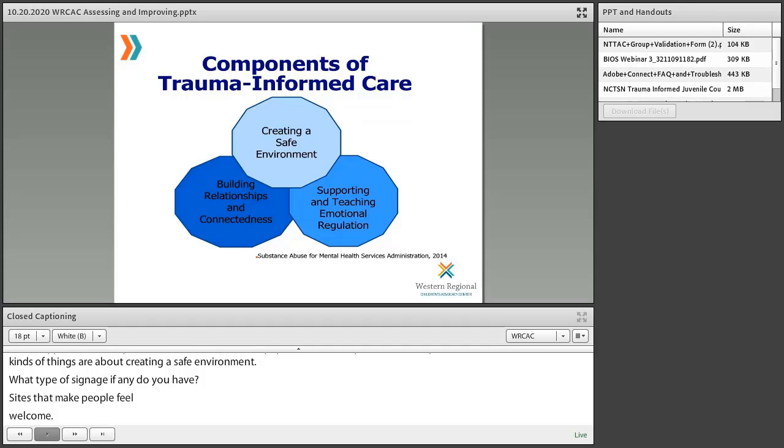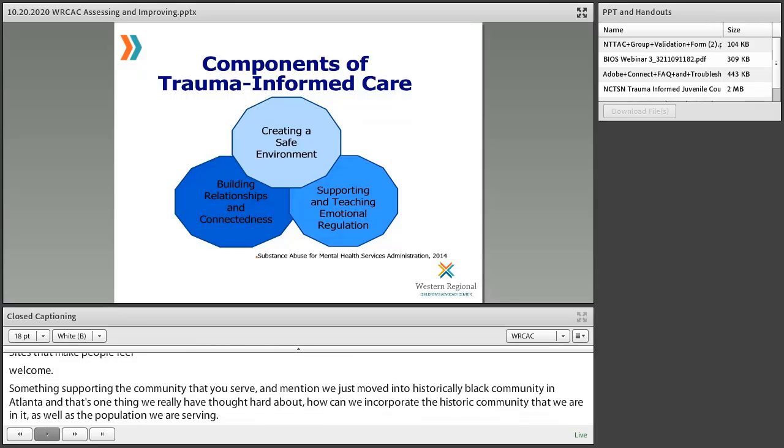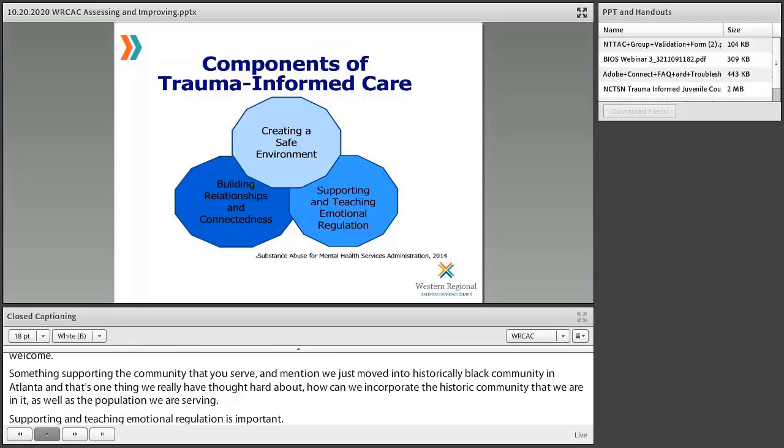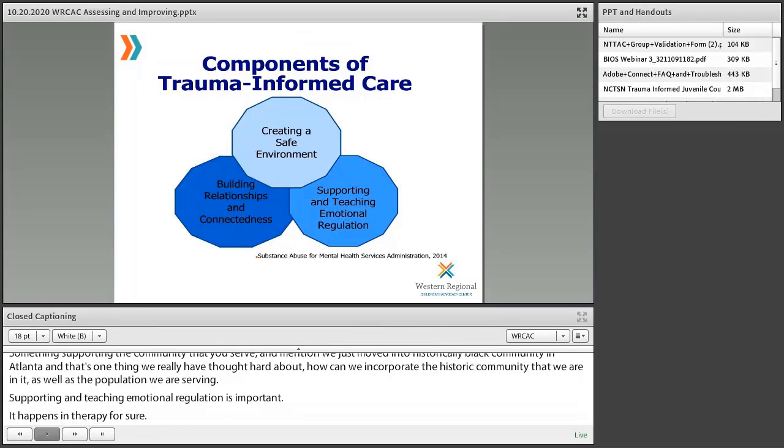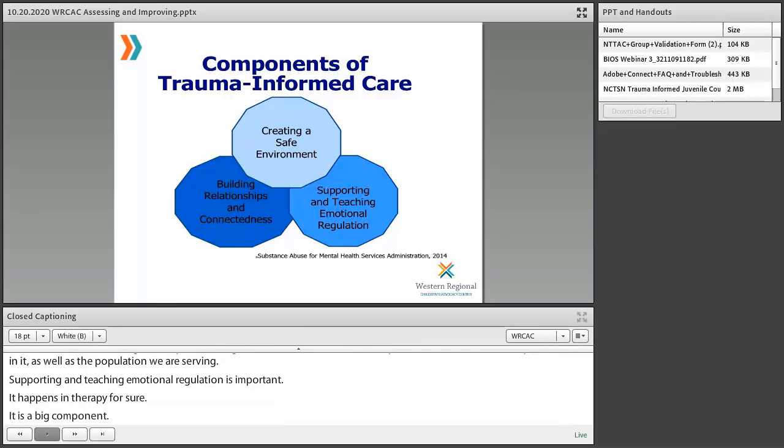Supporting and teaching emotional regulation, right? That is really important. That happens in therapy for sure. That's one of the big components of TF-CBT, is this idea of emotional regulation. But also for ourselves, again, how are we self-regulating when we're having a bad day, or we're having a really hard case, or when we've had a really difficult forensic interview? How do we also regulate our own emotions so that we can take care of ourselves and come back and do it again the next day?